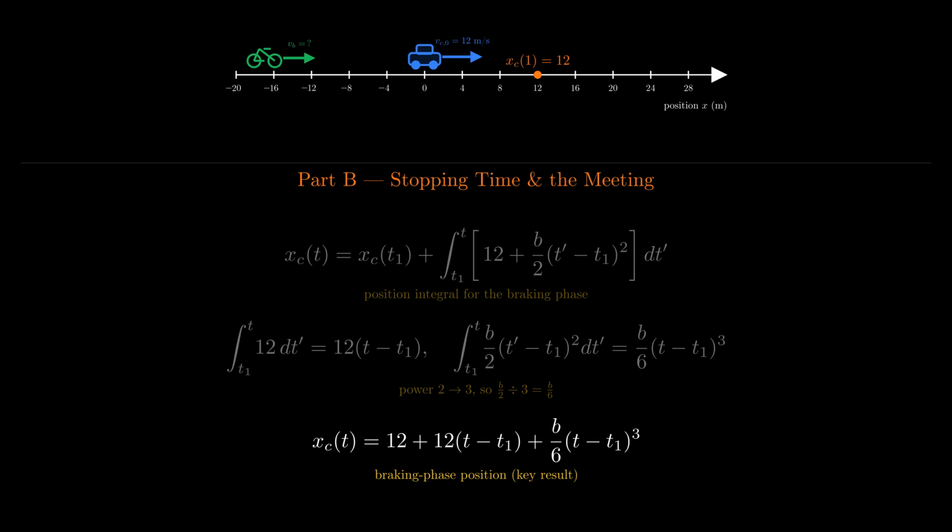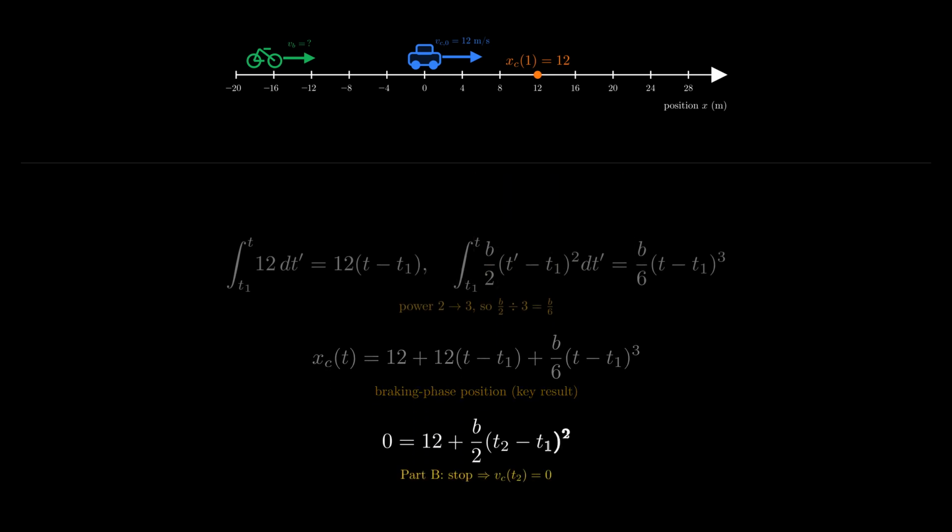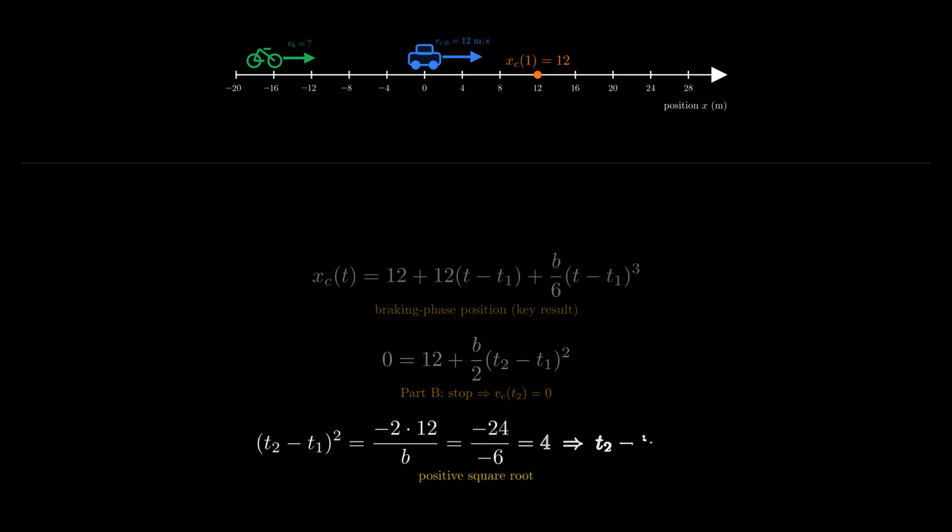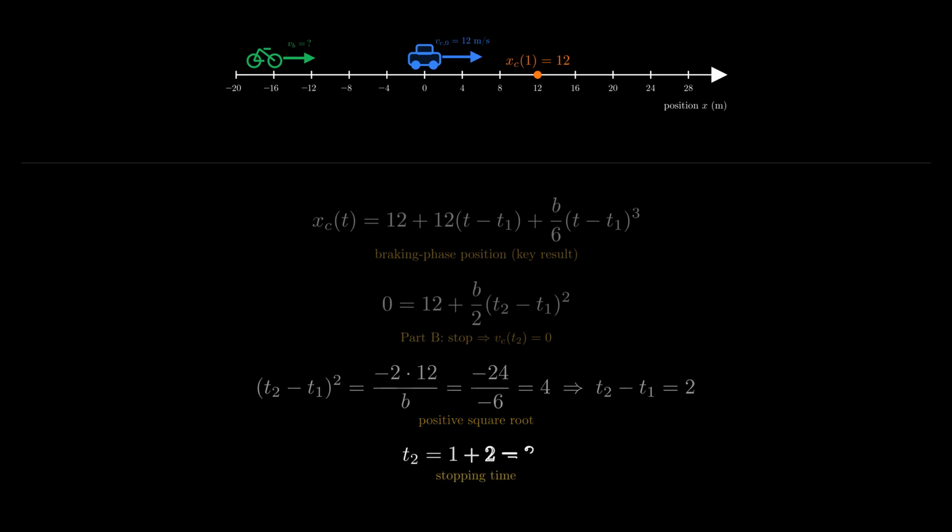Part B, stopping, means the velocity equals 0. Set v sub c of t2 to 0. 0 equals 12 plus b over 2 times the quantity t2 minus t1 squared. Rearranging, the quantity t2 minus t1 squared equals negative 2 times 12 over b. Substituting b equals negative 6, we get negative 24 over negative 6, which is 4. Taking the positive square root, t2 minus t1 equals 2 seconds. So t2 equals 1 plus 2, giving 3 seconds.